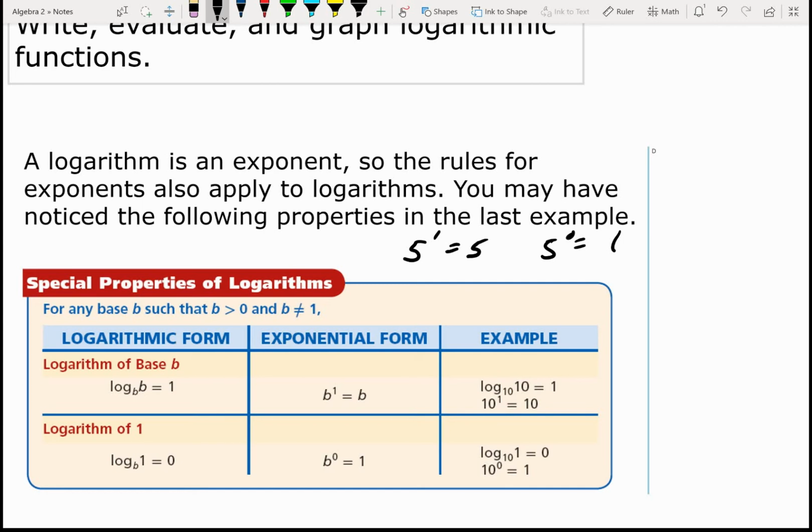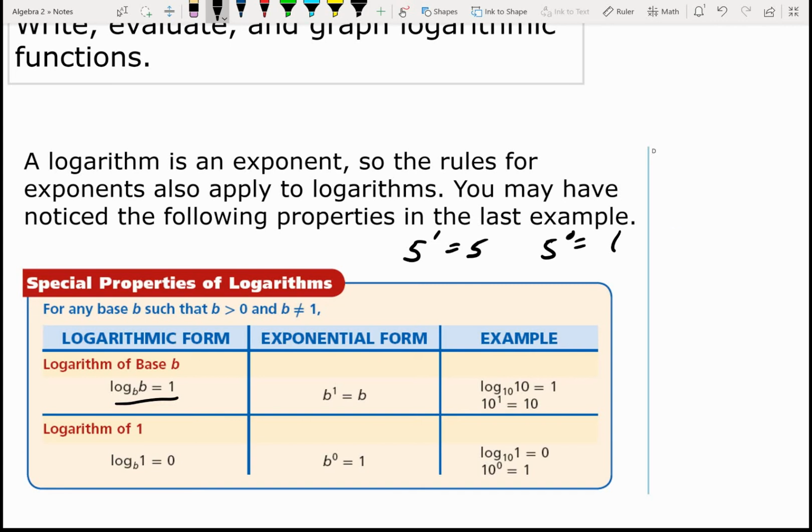And so we have these rules for special properties of logarithms. We say log base b of b is equal to 1. Well, why? Because b to the first is just equal to b. Again, it's not so much a special property of logarithms as it is a consequence of working with exponents. Any number raised to itself is just that number.